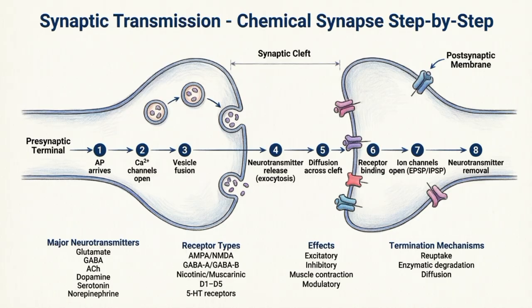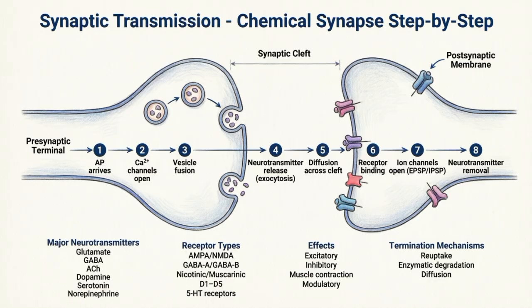Step 6, receptor binding. Neurotransmitters bind to specific receptor proteins embedded in the postsynaptic membrane. This binding is highly specific, like a key fitting into a lock. Glutamate binds to AMPA and NMDA receptors. GABA binds to GABA-A and GABA-B receptors.